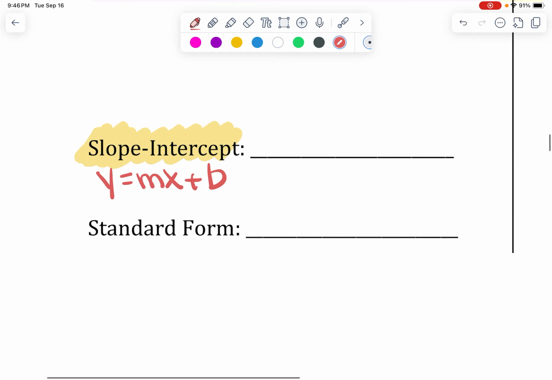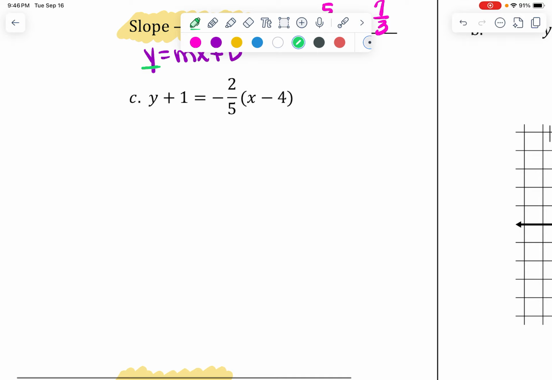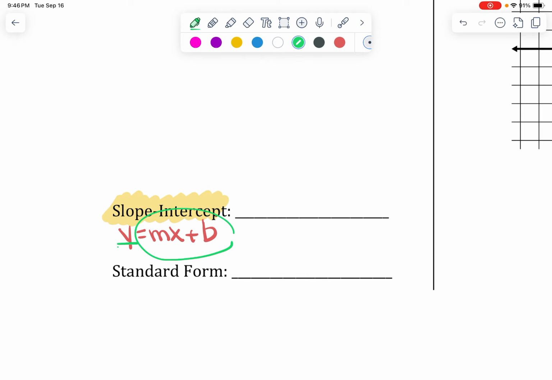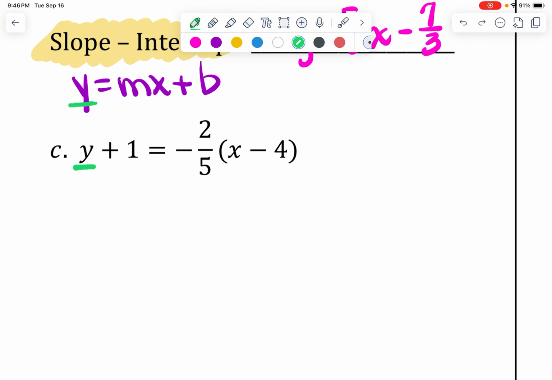Again, the defining characteristic of point slope form is that the y is all by itself. Well, I'm going to go up here. Where's my y? Oh, it's right here. I need to get him all by himself. But not only that, y equals mx plus b does not have parentheses. So I also need to get rid of the parentheses. And that's what we actually want to do first.